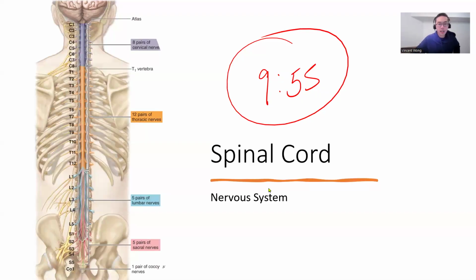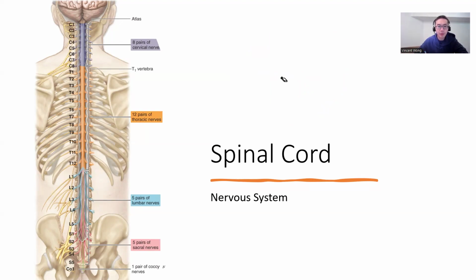All right, here we go. Part two. So now we're going to shift our focus to learning about the spinal cord. And you can see in this picture that the spinal cord is separated into different sections. We have the cervical section, which is where the neck area is. And then we have the thoracic section, which there are 12 pairs of. It's in the chest area.